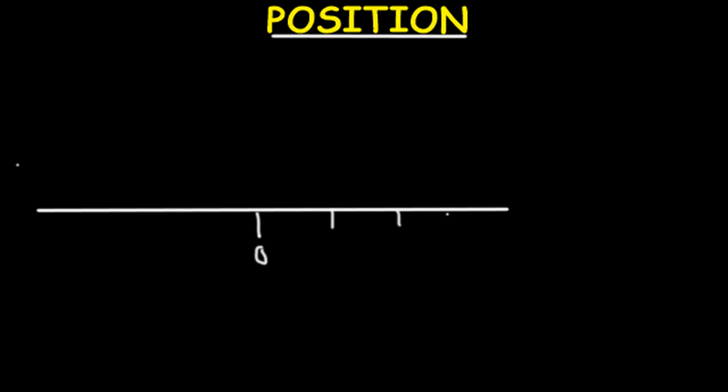So let's consider a number line for an example. Let's say we have the origin O at this point, then all the way to the right, we have 4 units: 1, 2, 3, 4. And all the way to the left, we have 4 units as well. So it will be minus 1, minus 2, minus 3, minus 4.